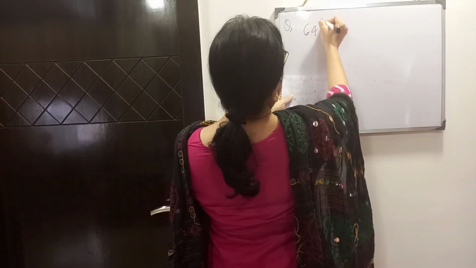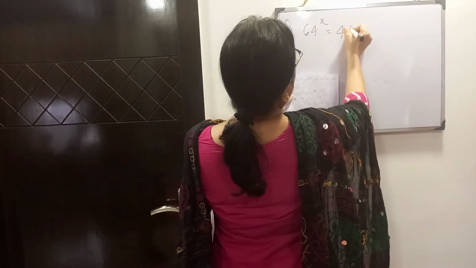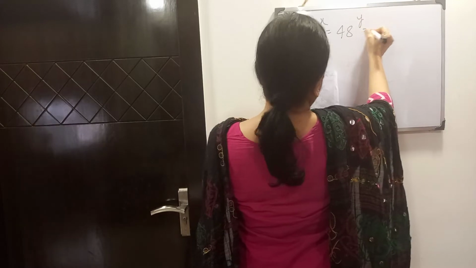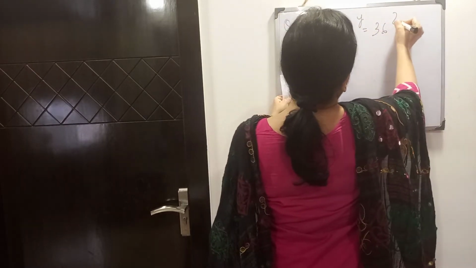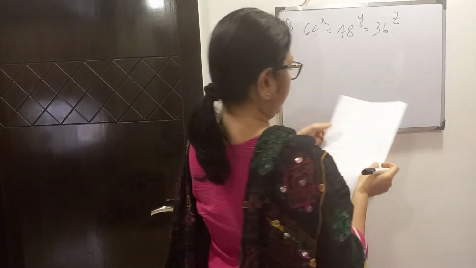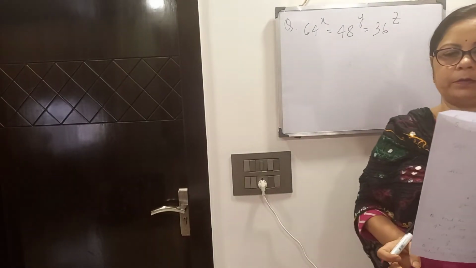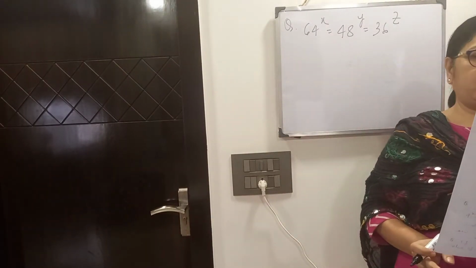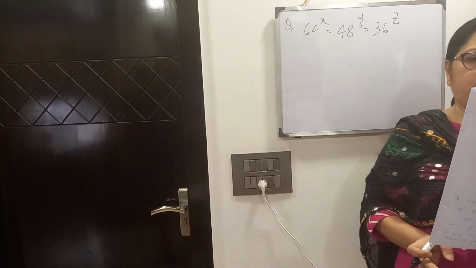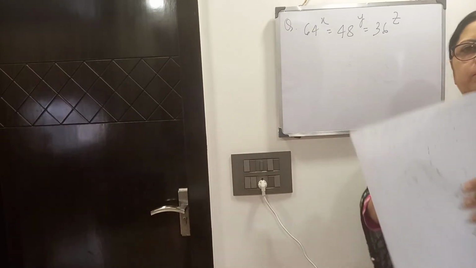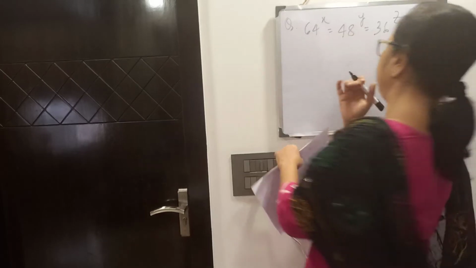64 to the power x equals 48 to the power y equals 36 to the power z. Then you have to prove 1 by x plus 1 by z equals 2 by y. Clear? Now what is given? See, there is a trick. You have to follow that.